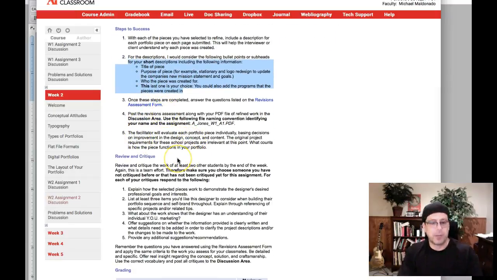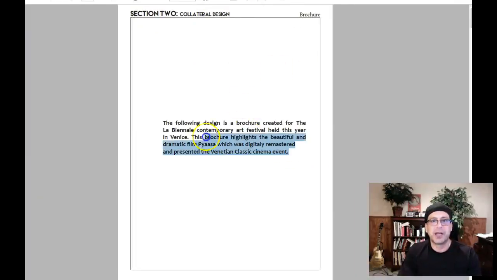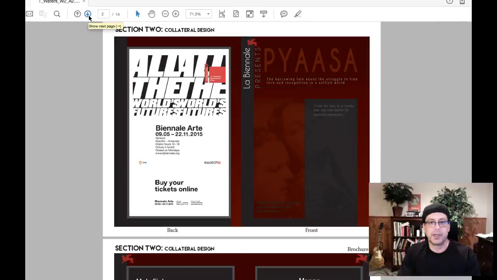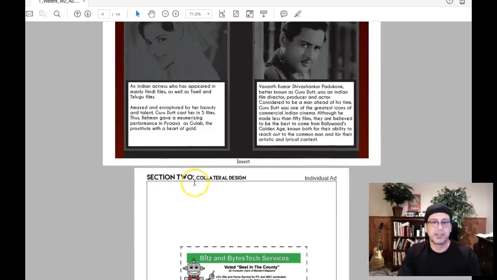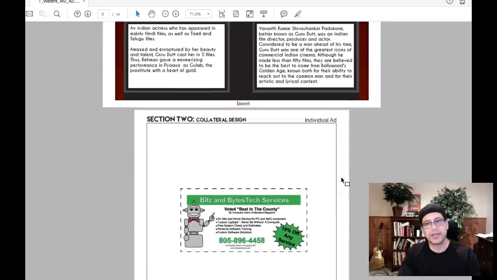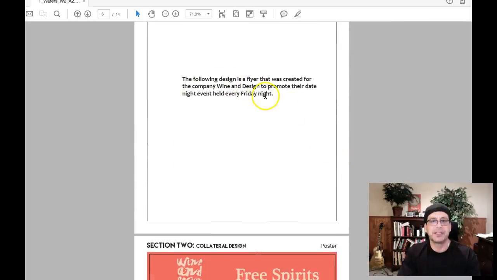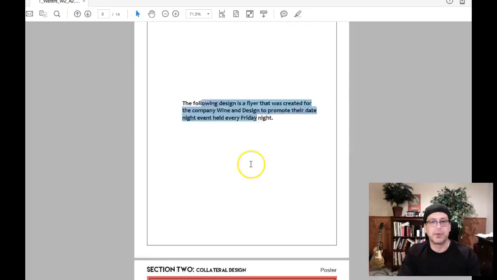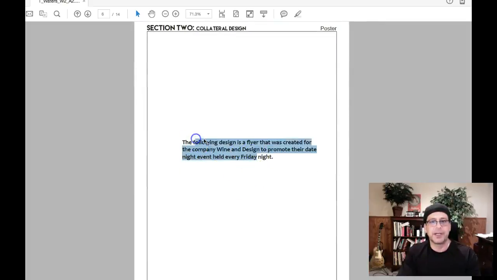Okay, let me show you an example of what a successful submission looks like. Here's section 2, collateral design. Brochure. The designer describes the brochure, and then we go through collateral piece number 1. That's her collateral piece. Then we go to section 2, collateral design, individual ad. So that's her second collateral piece. Section 2, collateral design, poster. And then she describes it, and then there's the poster. She's doing this really nicely. There's a description and then an example. A description and an example.